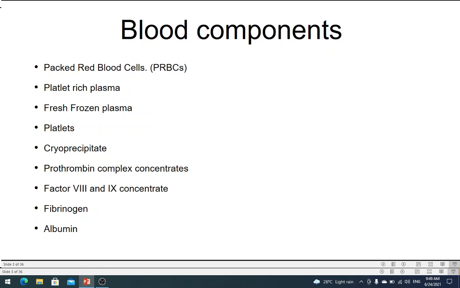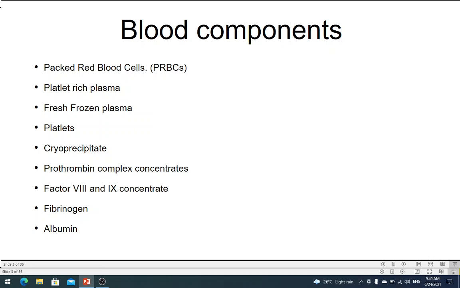So when a patient requires only platelets, for example, the patient has thrombocytopenia. Probably in our setting, the commonest example we can give is dengue fever. A lot of people with dengue fever have thrombocytopenia, and then sometimes you might have to give platelets, so you can use that.